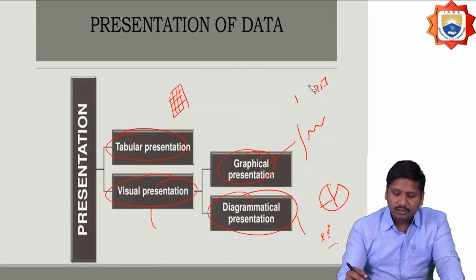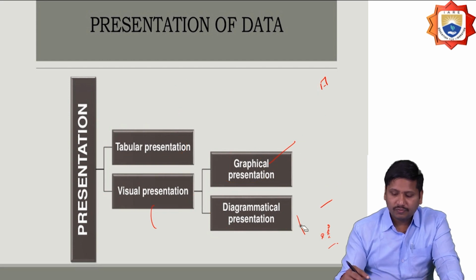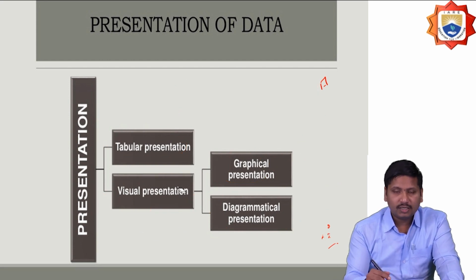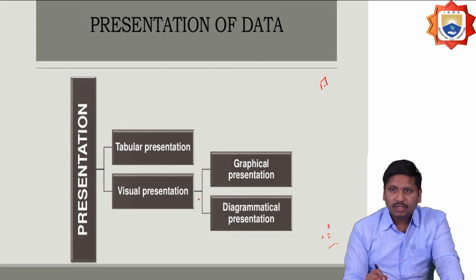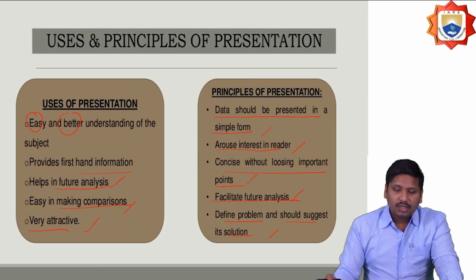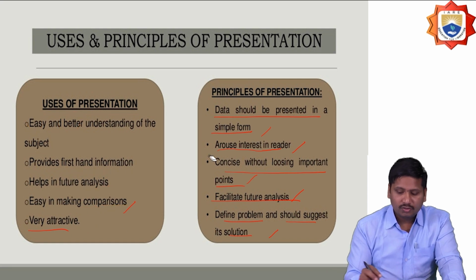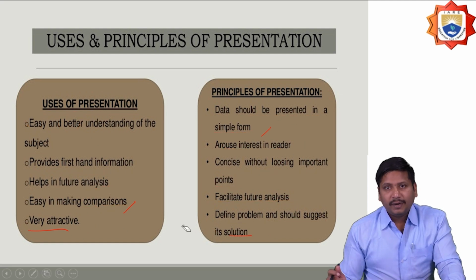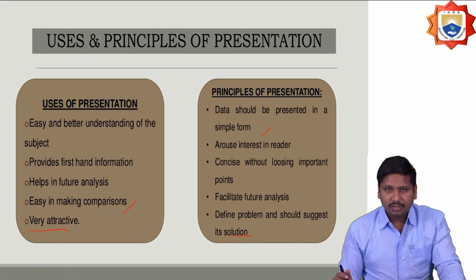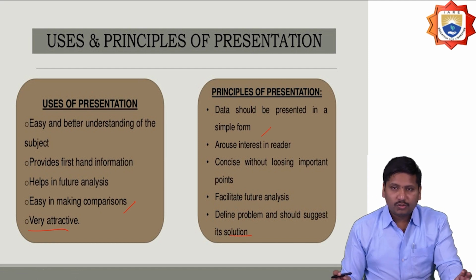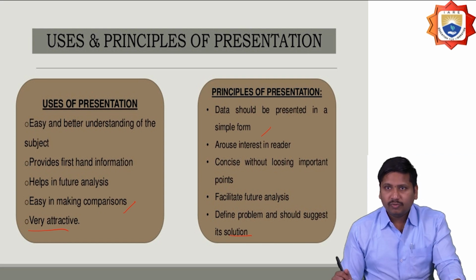Then presentation of data. Normally, presentation of data is also classified into two types, what I said previously: table presentation and visual presentation. Visual presentation means where the data is represented in the form of graphical presentation and diagrammatical representation. What are the uses of presentation? It should give better understanding of the object or subject, provide first-hand information, be helpful in future analysis, be easy for making comparisons, and be very attractive.